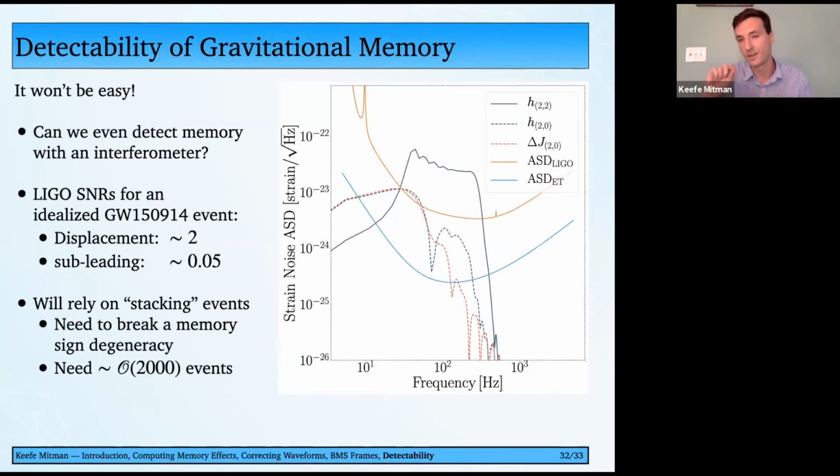But as you'll notice, the red curve only barely overlaps that orange curve. And so the SNR for the displacement memory effect is about 2. And the SNR for the subleading displacement memory effect, or the spin memory, is about 0.05. So for any individual event, it's going to be very difficult to detect either displacement memory or spin memory. And instead, we're going to have to rely on this method known as stacking.